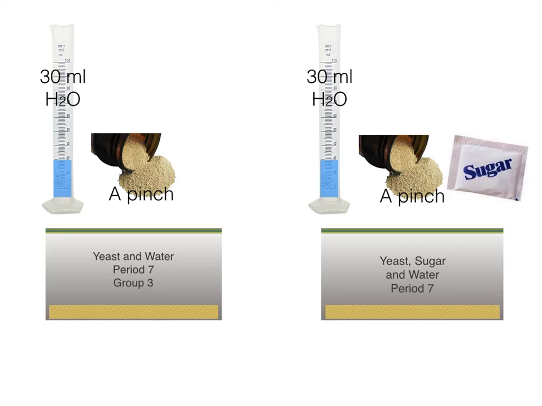Then you need to add 30 milliliters of warm water to each bag and a pinch of yeast. These are the controlled variables. The difference, or independent variable, is that one bag gets a packet of sugar mixed in with the yeast.